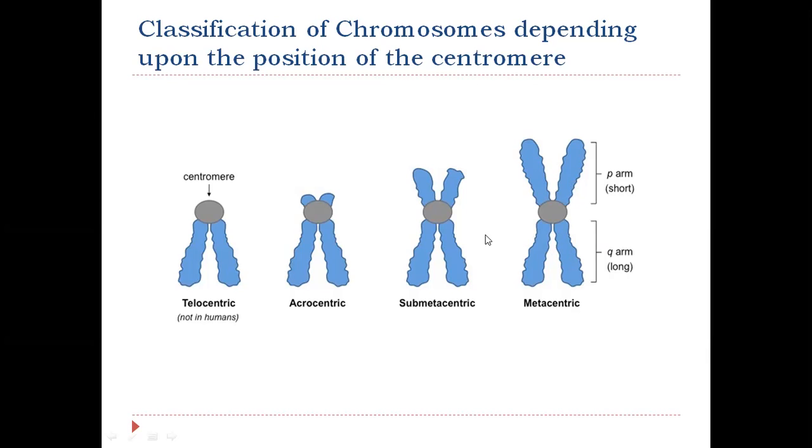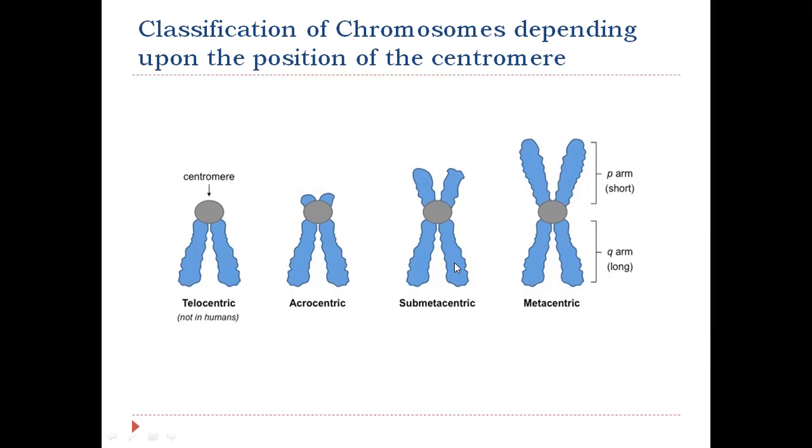Then submetacentric, when the centromere is located slightly away from the midpoint so that the arms are unequal. It forms arms of different size. So we have short arms here and long arms here.